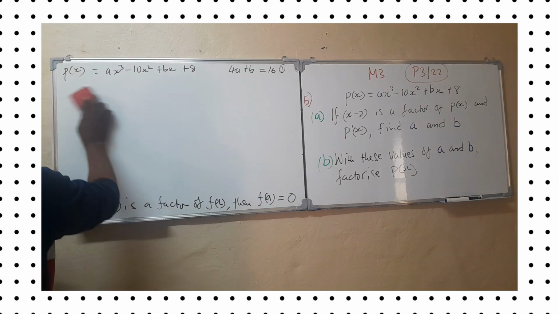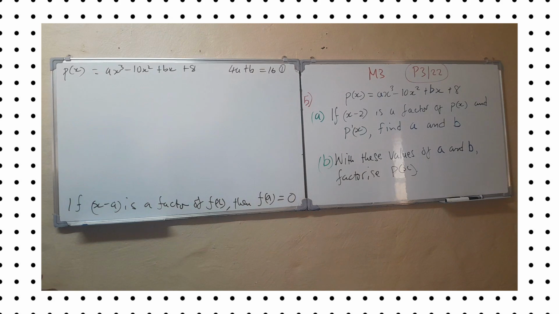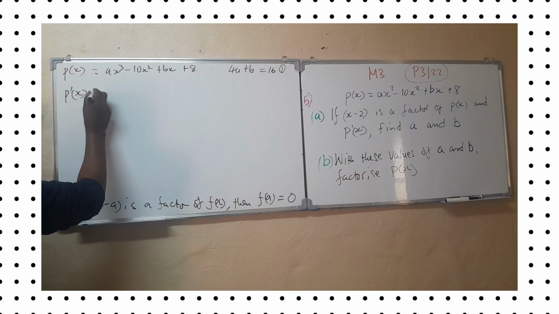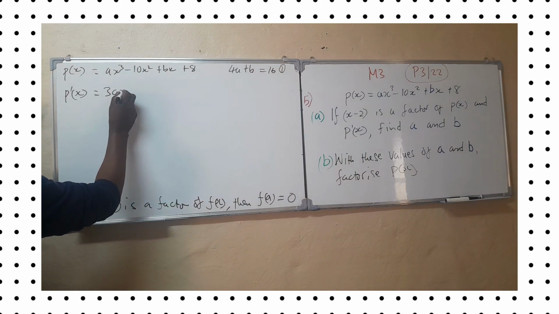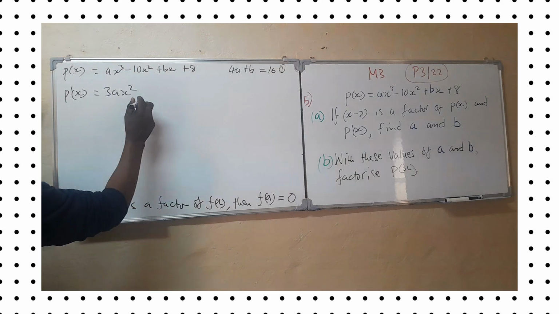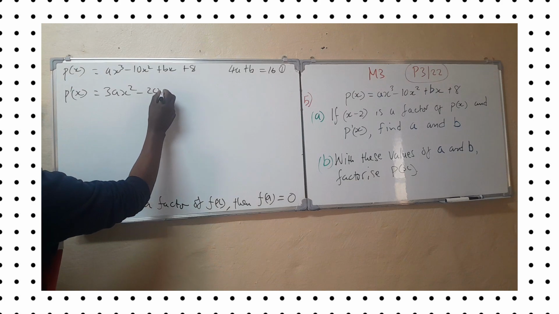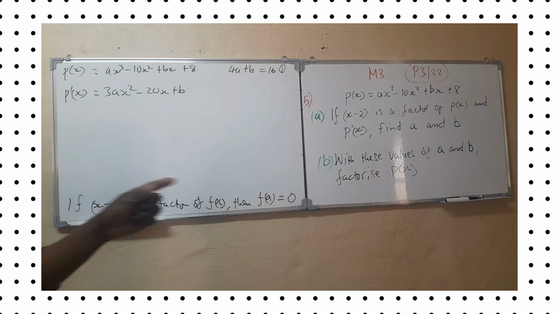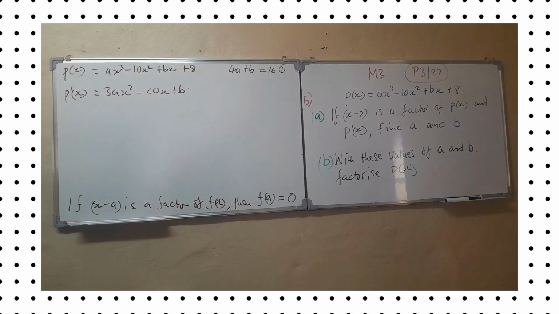There is our p of x up there again. So let's differentiate it with respect to x. So p prime of x is equal to 3ax squared minus 20x plus b. Now again, x minus 2 is a factor. So p prime of 2 is equal to 0.